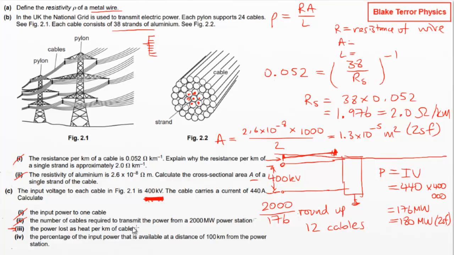So if we're going to do power loss, we need to do an I²R. So this is per kilometre. So in 1 kilometre of cable, we've got this 0.052. I think that, yeah, that's our 1 kilometre. So we need to do 440 squared, that's our current, multiplied by 0.052.